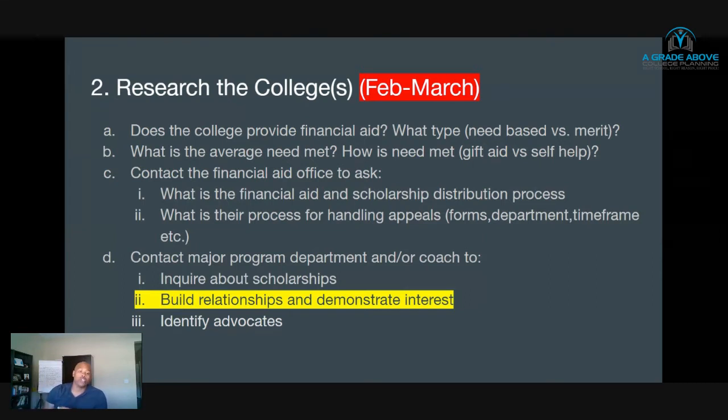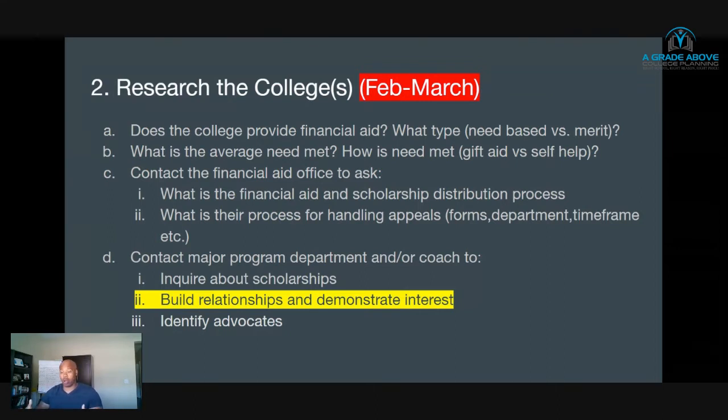So reach out to the financial aid office and get that information, whether it be phone, email, or on the website. Then also, and this is really important, contact the major program or department or coach, for example, that your student is looking to be a part of. If they're going to be an engineer major, or maybe a math major, or liberal arts or whatever that might be, or they may be playing a sport, reach out to those departments or those people that have influence within those departments, and also inquire about scholarships. Hey, are there any scholarships that may be available? This is something you do directly with the department as well as with the financial aid office.